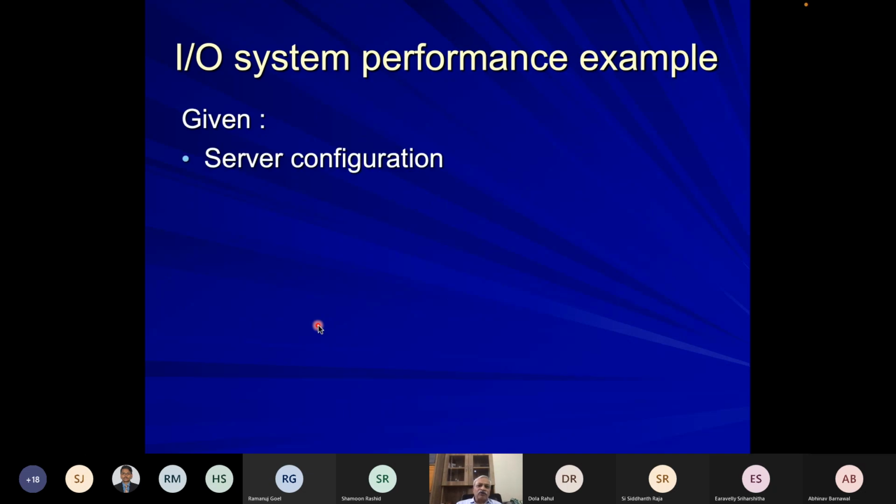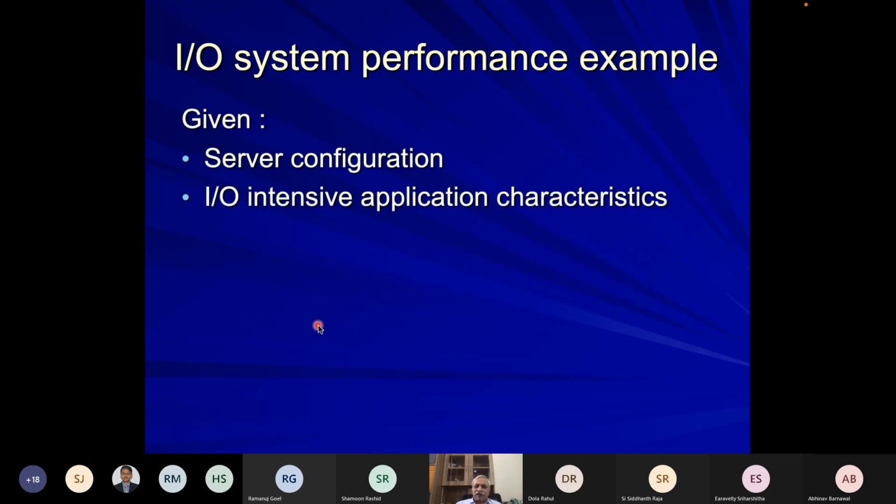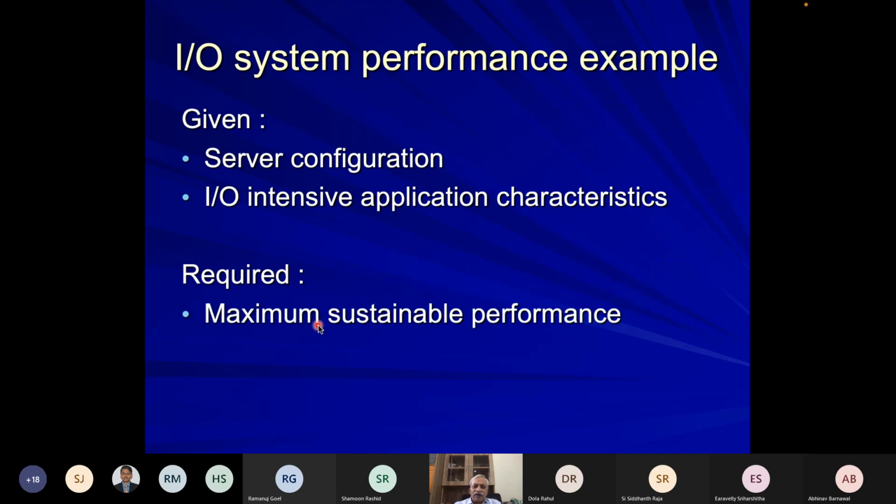Okay, now let's suppose you are given a server which has to carry out some IO intensive application, and there are certain application characteristics given. What we would like to find out is the maximum sustainable performance for the given characteristics of processor, memory, buses, and IO devices. And we'll find that in terms of the rate of IO operations per second.